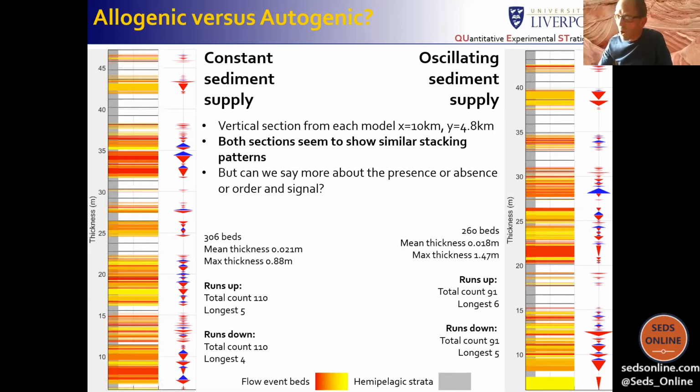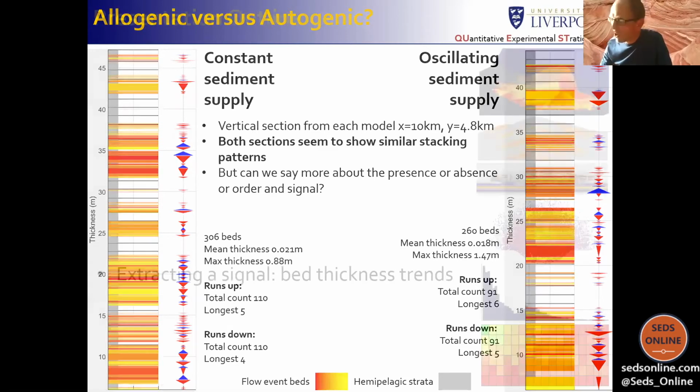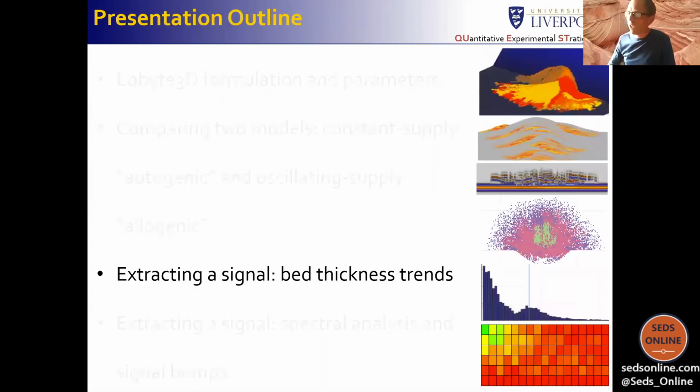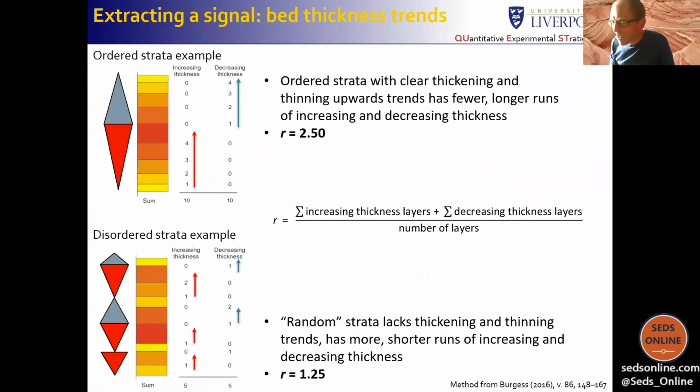So to do that, we're going to do that in two different ways. And look at bed thickness trends first of all, and won't go into the statistical details, but it's pretty simple. Essentially what we do is we look at examples like this and calculate a metric which distinguishes between something that's clearly ordered, with a thickening upward followed by a thinning upward trend like this one, versus something that's a bit more disordered, or likely to occur by chance.